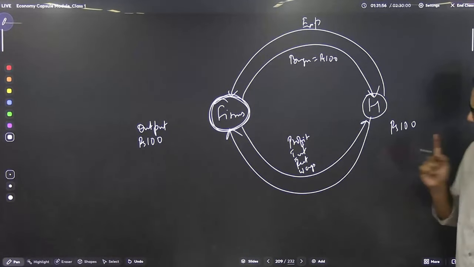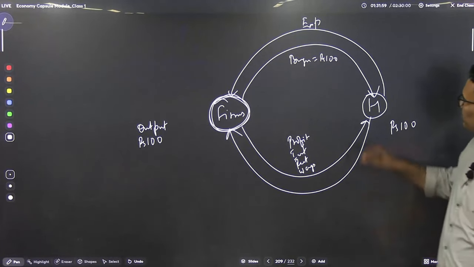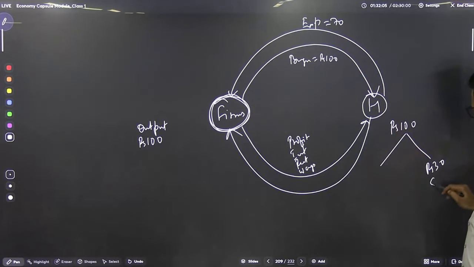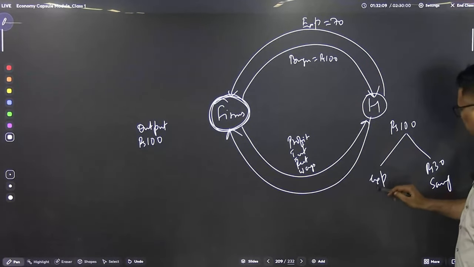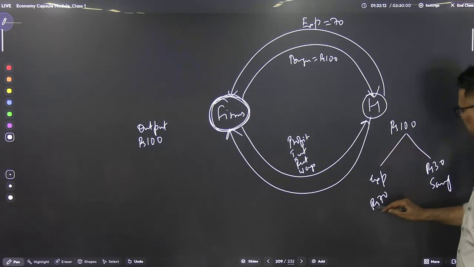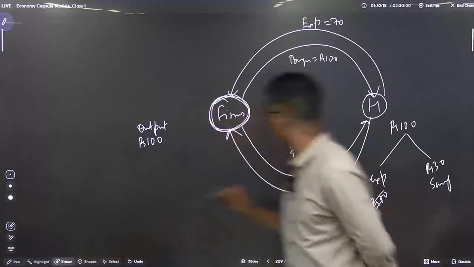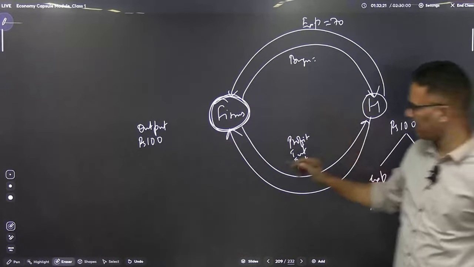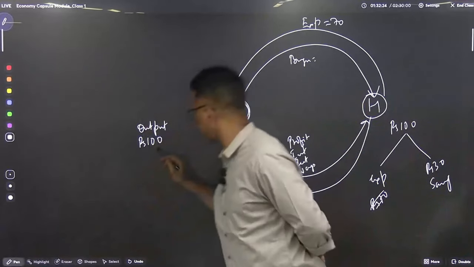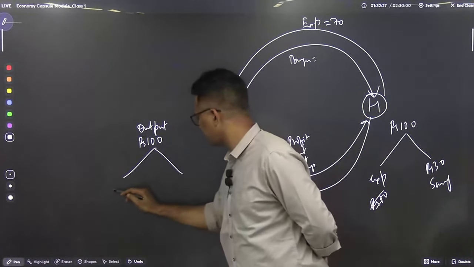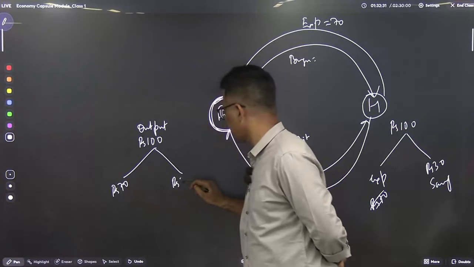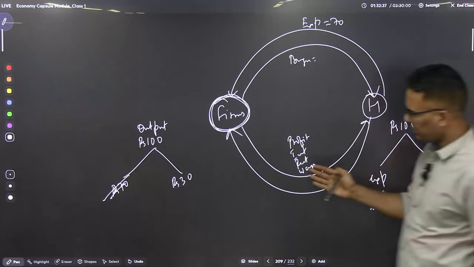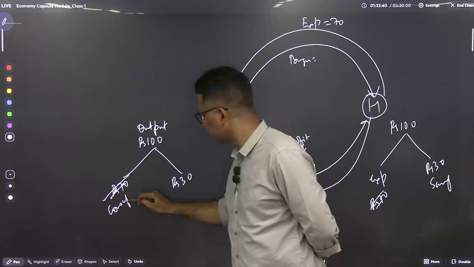But this time they decided that they will not spend everything. They spent only rupees 70. So here they saved rupees 30 and spent the rupees 70. So if they spent 70, company will sell how many rupees of goods to them? 70 rupees. So out of this 100, the company sold rupees 70. To whom the company is selling? To the household. That means this was consumption goods. Household purchase consumption goods.